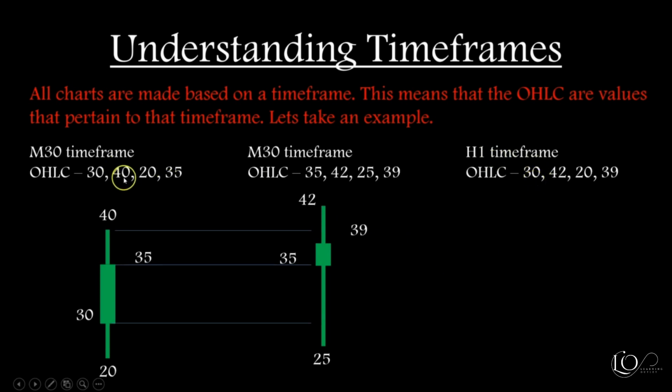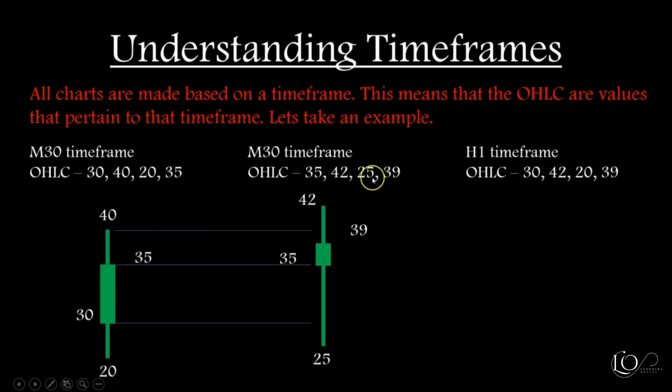Now price goes up to 40 in this chart, so we could put a 40 here, but then we notice that the M30 candlestick that appeared after this one has a high that is 42. That's even higher than 40, so we're going to put in the highest one of these two.